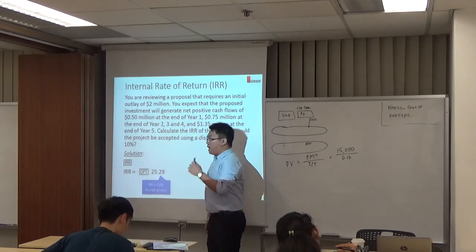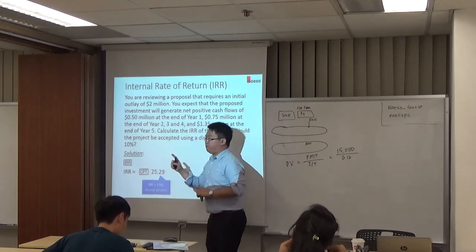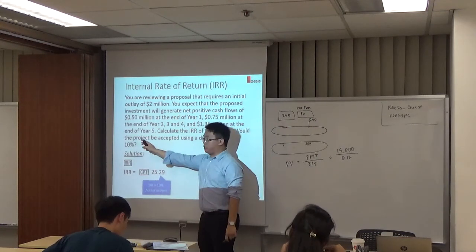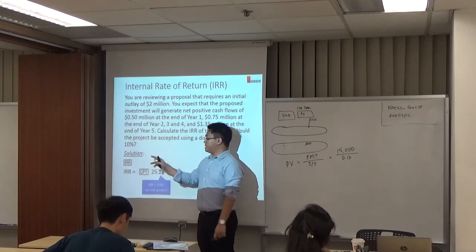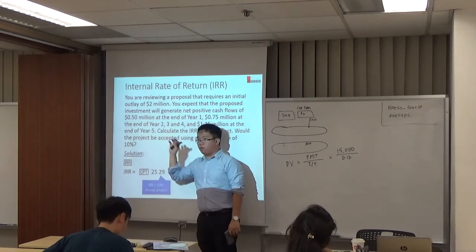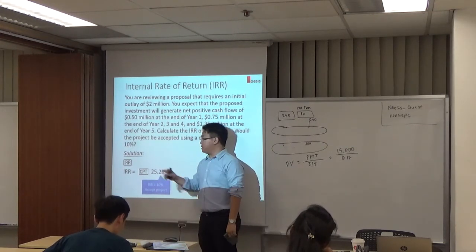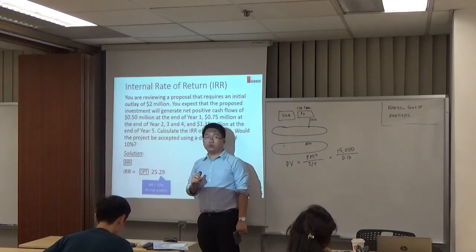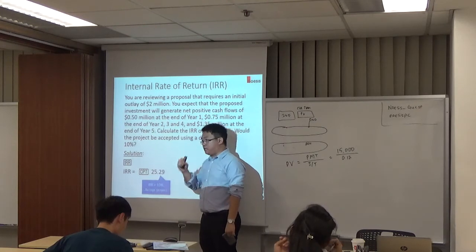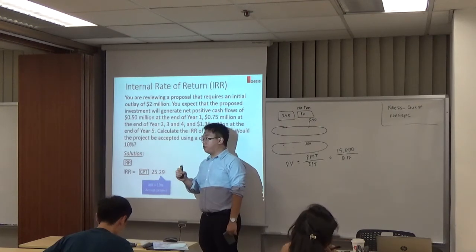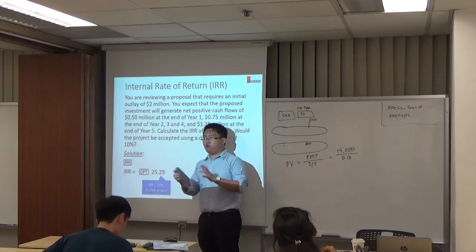What this number means is very straightforward. If your discount rate is not 10%, let's say your investors require your project's return to be 25.29%, in that case, your project NPV will be equal to 0. The idea of IRR is that it is the discount rate that will make your project NPV equal to 0. That means you will just break even. You won't create anything.